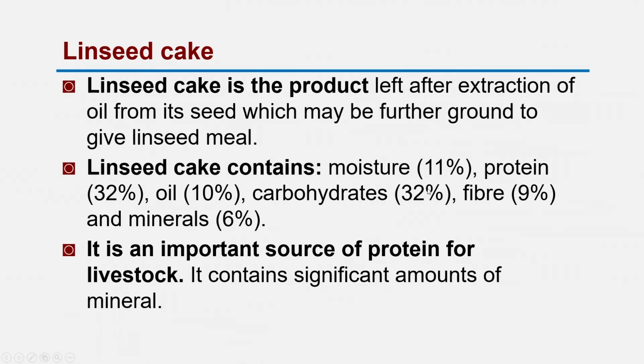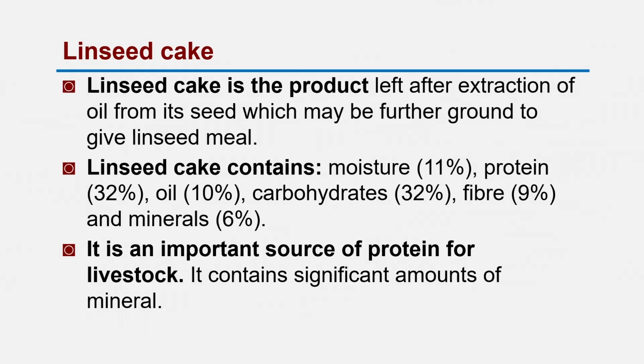Now, linseed cake is also important. It is used to feed livestock. It is a product left after extraction of oil from the seed, which may be further ground to give linseed meal. So, when you extract the oil from the seed, the byproduct is linseed cake. Linseed cake contains moisture about 11%, protein 32%, oil 10%, carbohydrates 32%, fiber 9% and minerals 6%. So, here you can see even the cake is nutritionally rich.